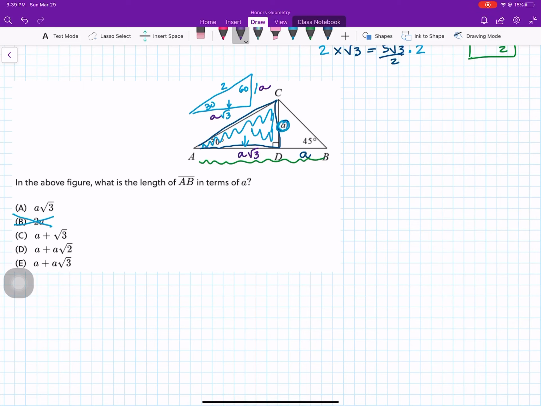So right away that means that A root 3 is also wrong, because A root 3 is just the short side's partner, not the entire bottom. And I want the whole bottom here, which would be A root 3 plus A, which is this one. This one is just A plus root 3, which is incorrect. And then A plus root 2 would have been if you had mistaken this for the second triangle, a 45, 45, 90.